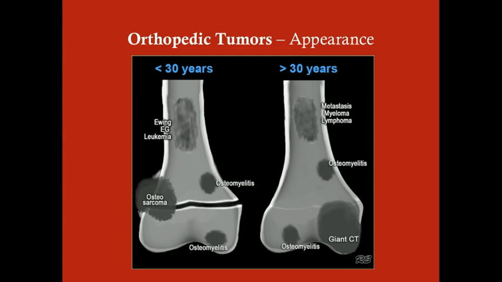So here are some orthopedic tumors as far as what they look like on X-ray or on MRI. This isn't my illustration, but this is a really good way to visualize some different ways that you may see lesions on X-ray. So let's start looking at those.